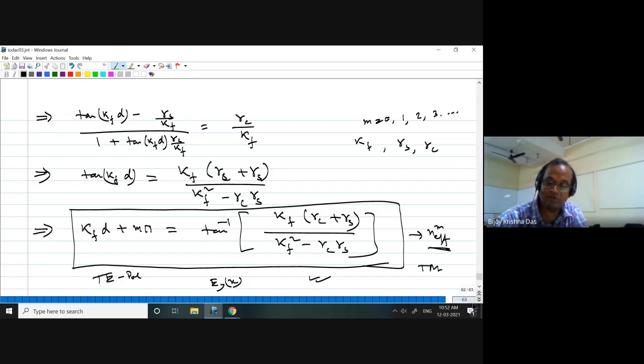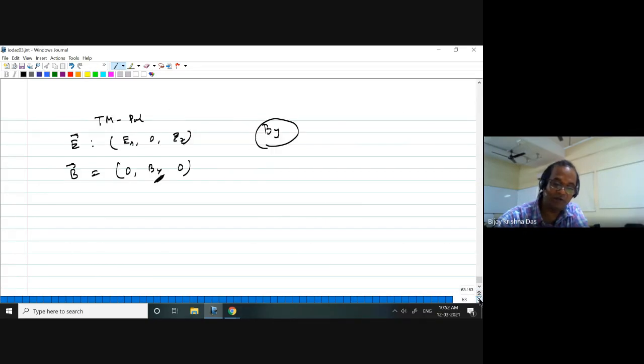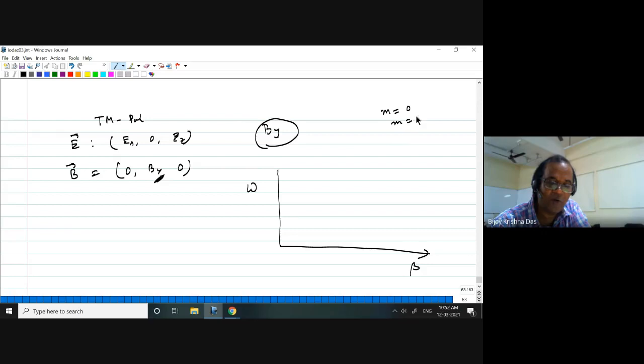use this equation to plot beta omega for m equal to 0, m equal to 1, m equal to 2, and so on. Because what is beta? Beta equal to omega by c times n effective, right? And in this one I am just putting the y-axis as omega.